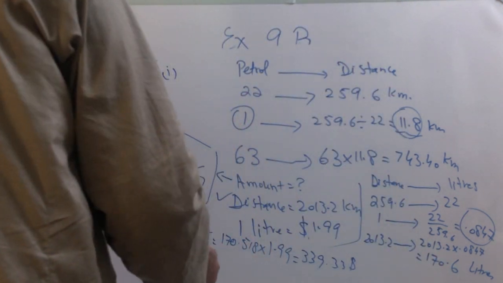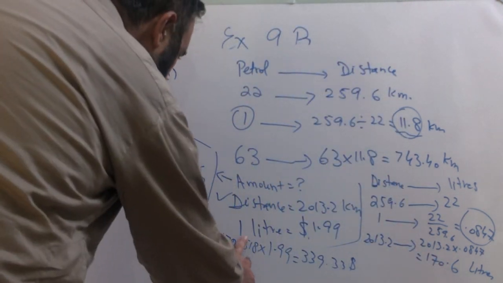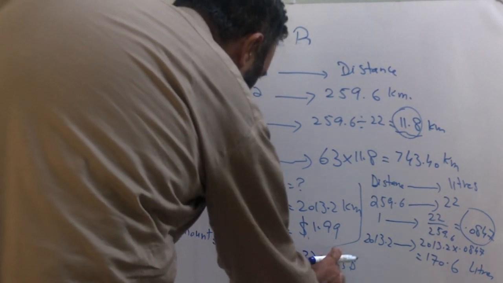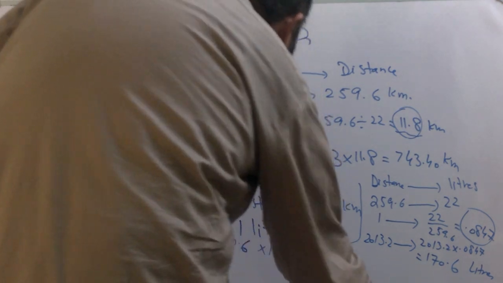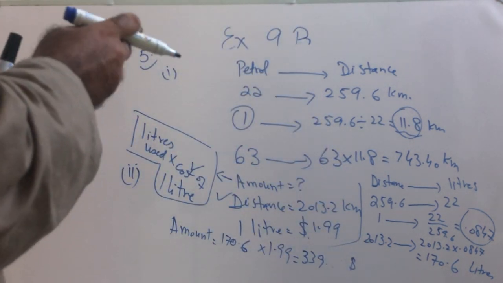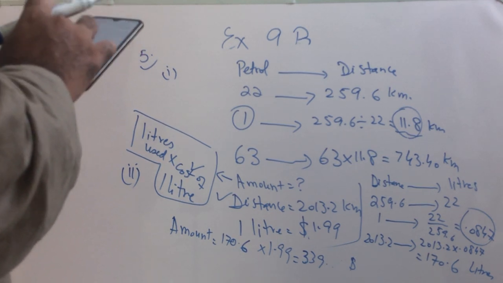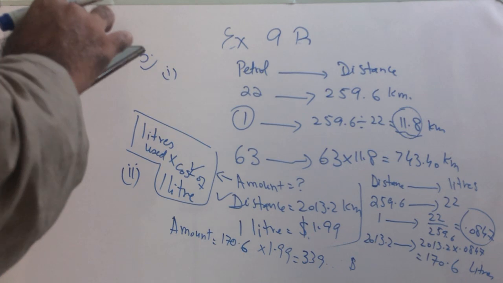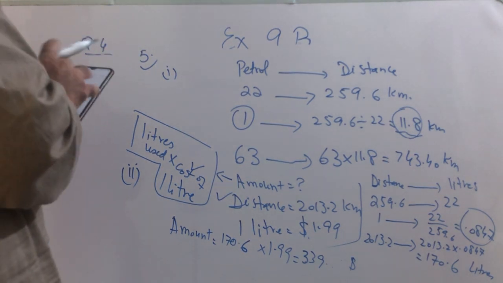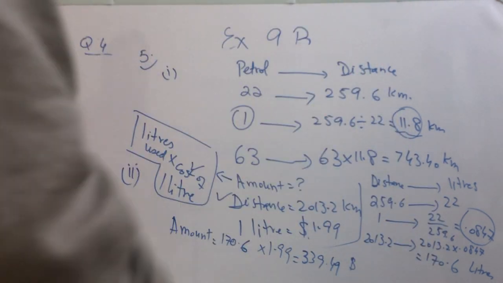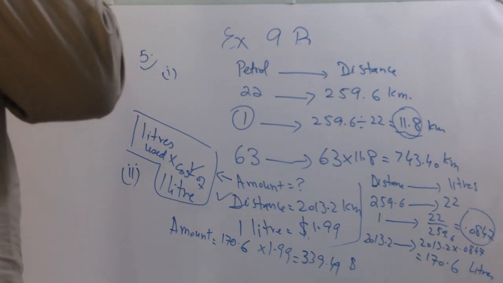If we don't round off, we will get this, so our answer will be slightly different. It will be 170.6 multiplied by 1.99, which becomes 339.49. But actually it is 51, and this is due to the rounding off.